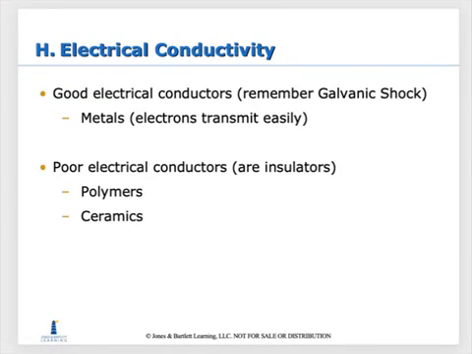All right, and then we're going to talk about electrical conductivity. So there are things that conduct electrical sensations well or poorly. So good ones are going to be our metals, right? Because the electrons transmit pretty easily. So don't forget about our galvanic shock. Things that aren't going to conduct electricity very well are insulators, our polymers, our ceramics. Things like your composites could be technically semiconductors because they transmit electrons sometimes.